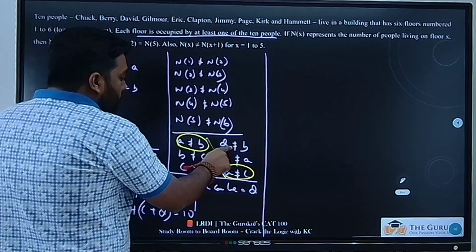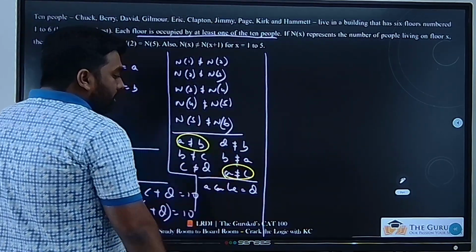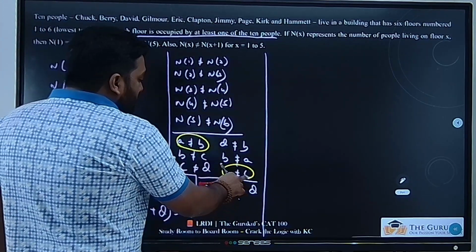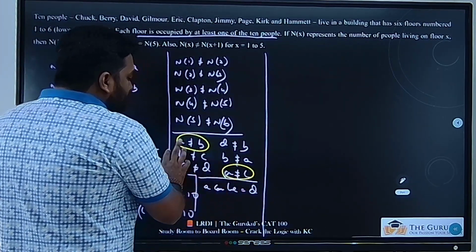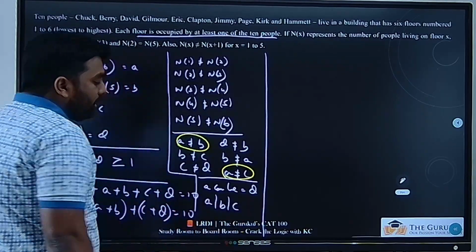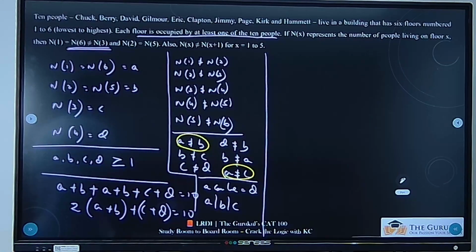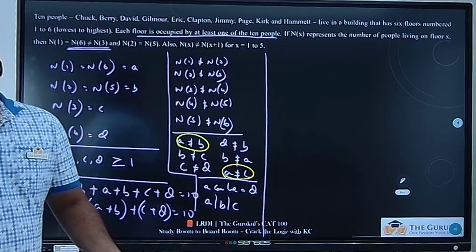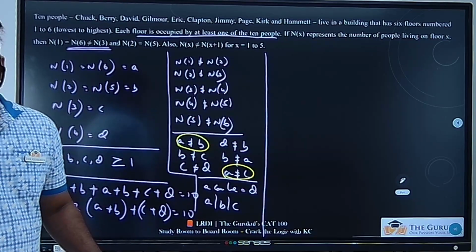B is not equal to C, B is not equal to D, B is not equal to A. Okay. C is not equal to D, C is not equal to A, C is not equal to B, which means A, B, C are distinct numbers for sure. But I can't conclude anything with respect to A and D. A and D can be equal, or cannot be equal. There is no condition on that.